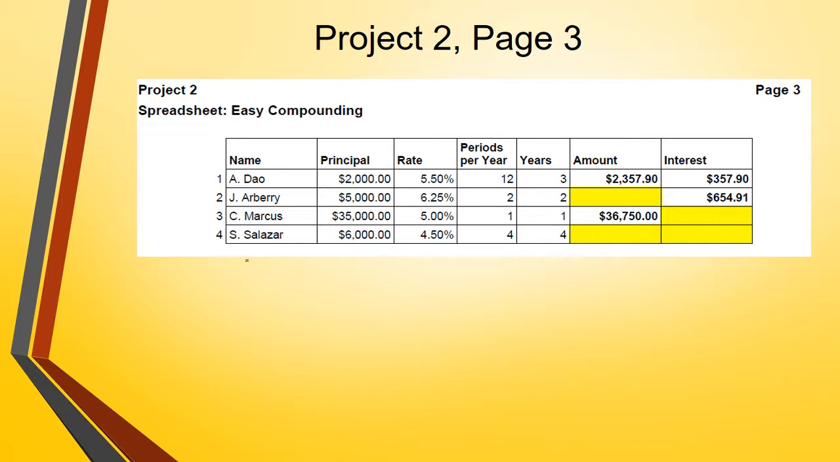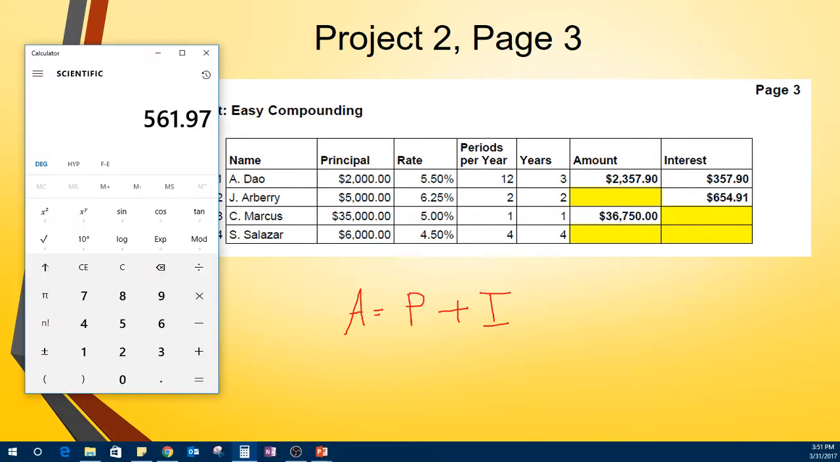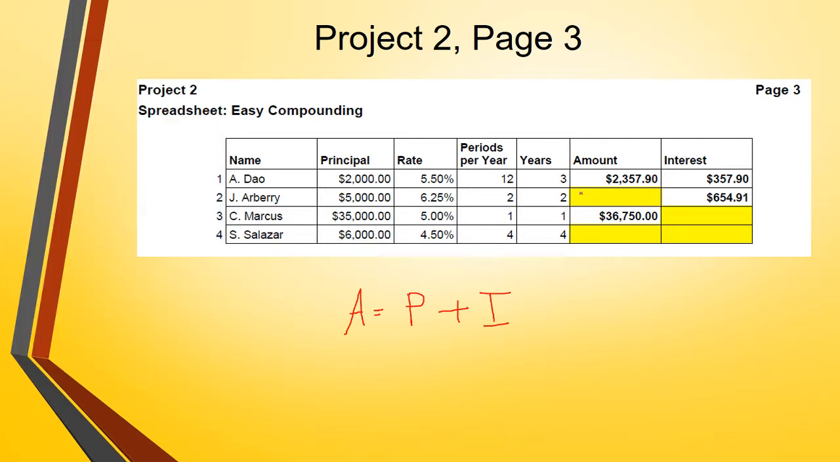Alright, so for the amount, for number 2, J.R. Berry, what you're going to do is write amount equals the principal plus the interest. So we're going to take the principal of $5,000 and we're going to add the interest to that, and that will give us $5,654.91. So we're going to write that in here, $5,654.91.